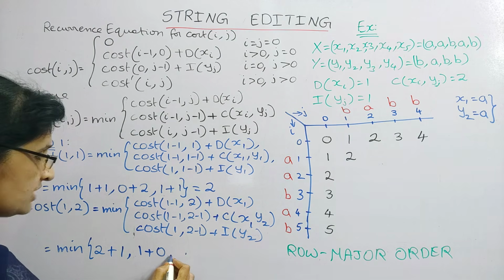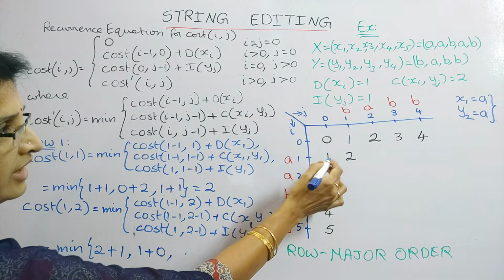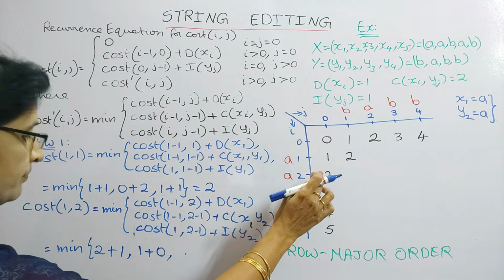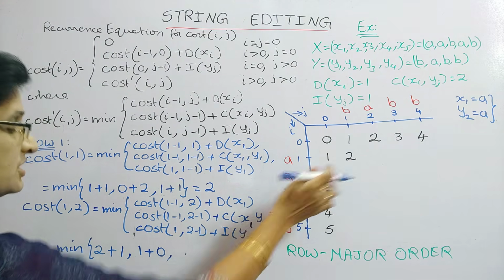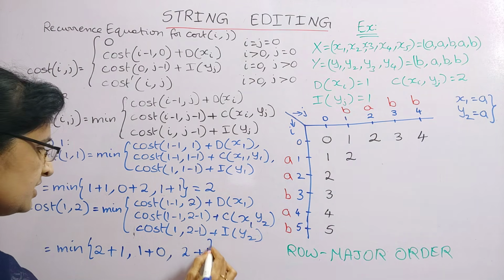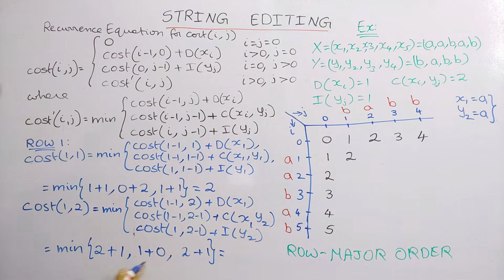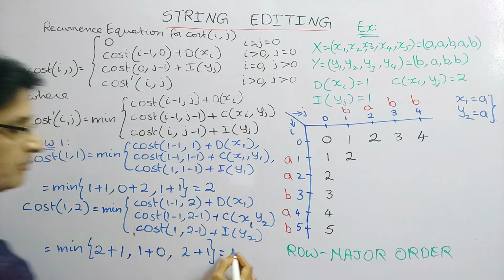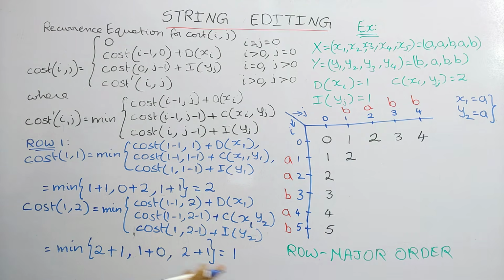And next one is cost of 1, 1. Cost of 1, 1 is how much? It is 2. So 2 plus insert operation is again 1. So out of these 3, which one is minimum? 1 is minimum. So this is a very important point that you have to remember.